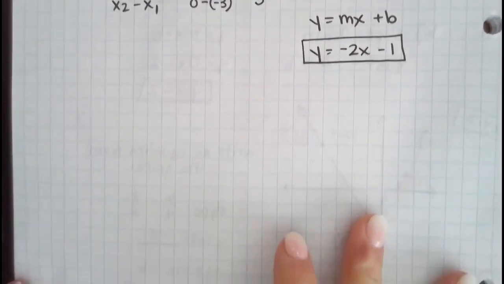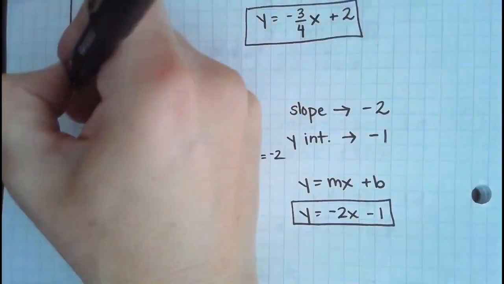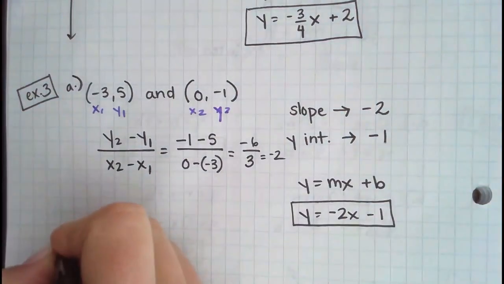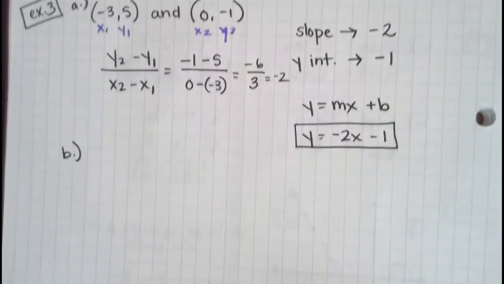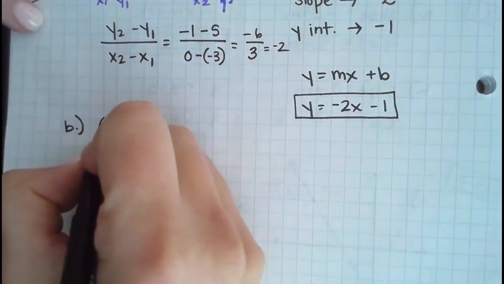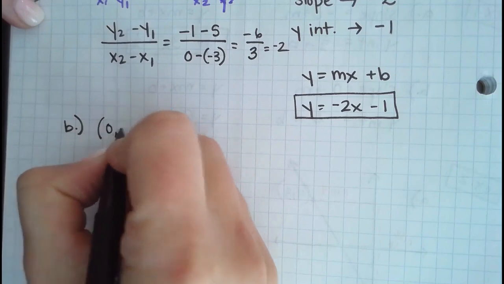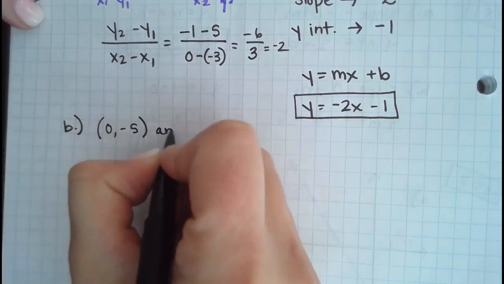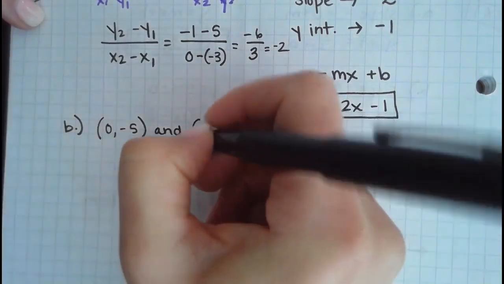Let's look at this one. That was letter A, if we want to label it. And this is letter B. Same thing, it's going to give you 2 points. We need to find the equation of the line passing through these 2 points.